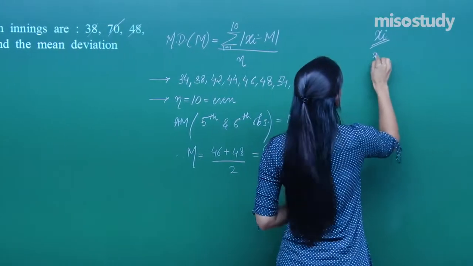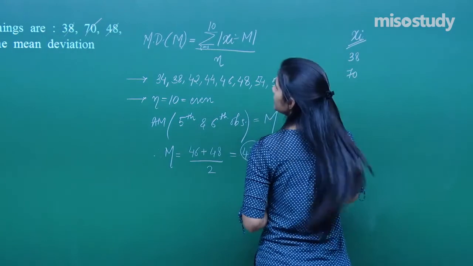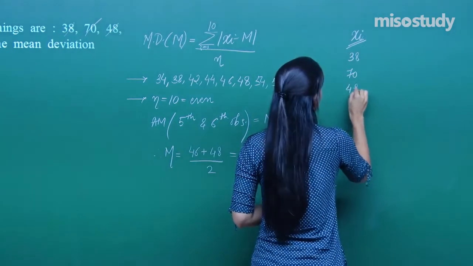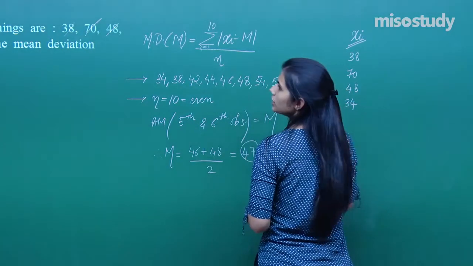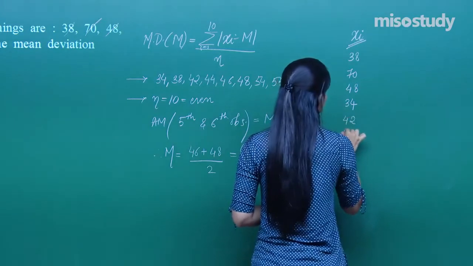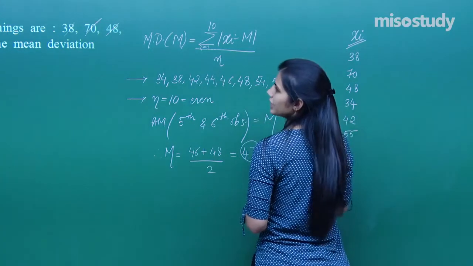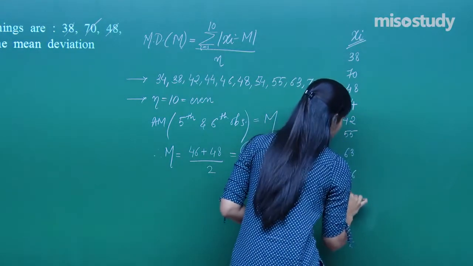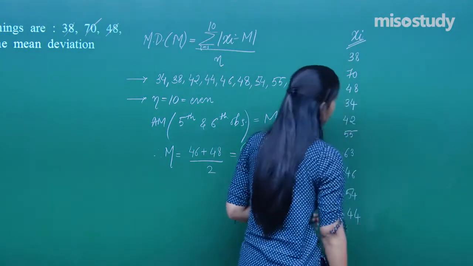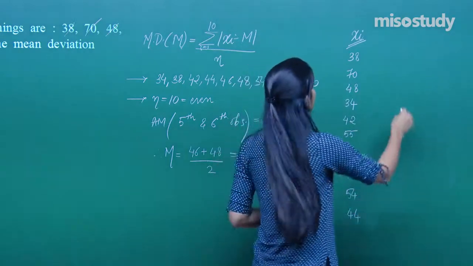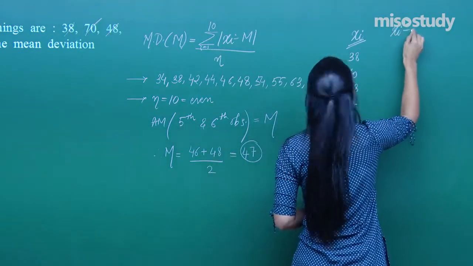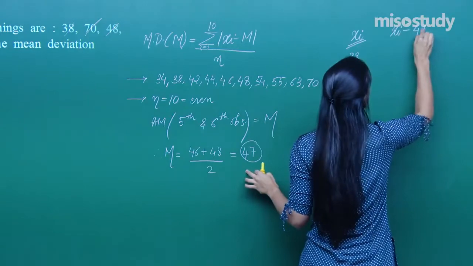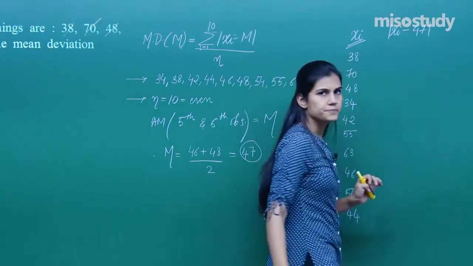You have 38, 70, 48, 34, 42, 55. After that you have 63, 46, 54 and 44. Clear? Calculate xi minus the median, with mod, absolute value.